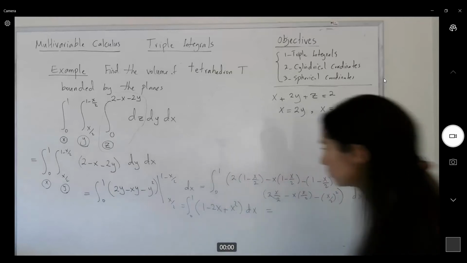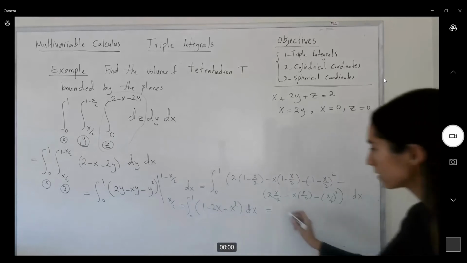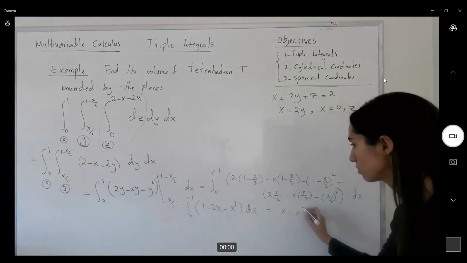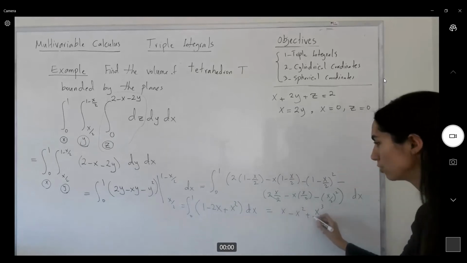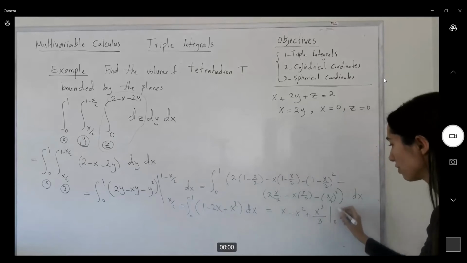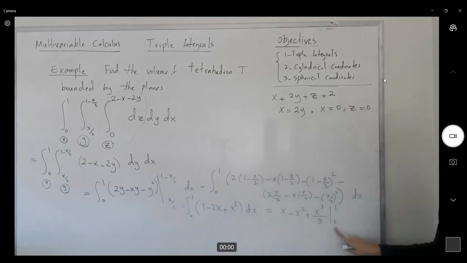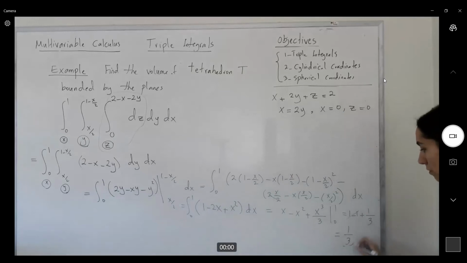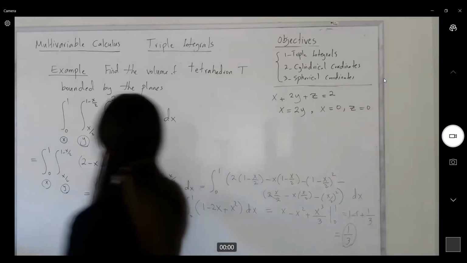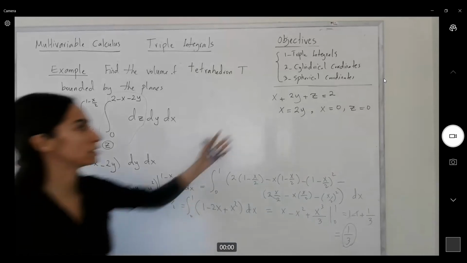This is equal to, with respect to x, x minus x squared plus x cubed divided by 3, where x ranges between 0 and 1 here. I'm not worried about 0 because I have x here. I get 1 minus 1 plus 1 over 3, which is 1 over 3. This is the volume of the tetrahedron bounded by these planes.